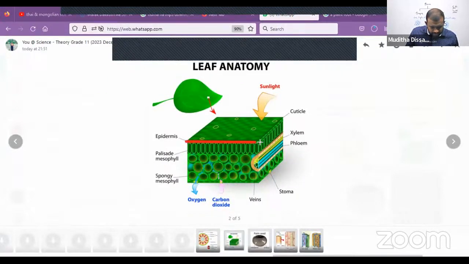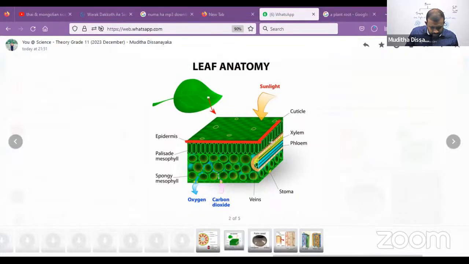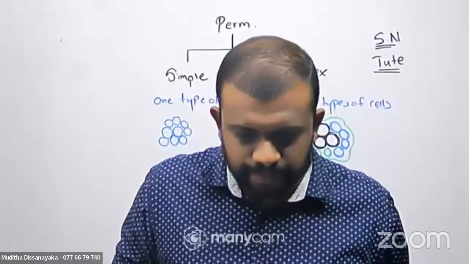This layer is the lower epidermis. Apart from that, this whole blue color cube is composed of mesophylls. In the leaf there are a lot of mesophylls.